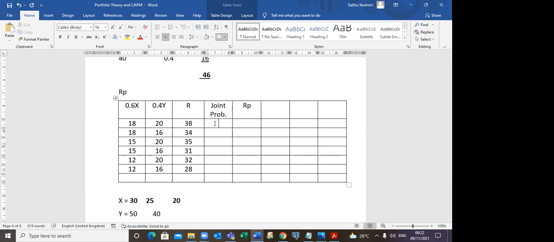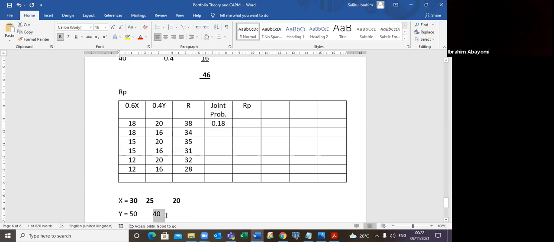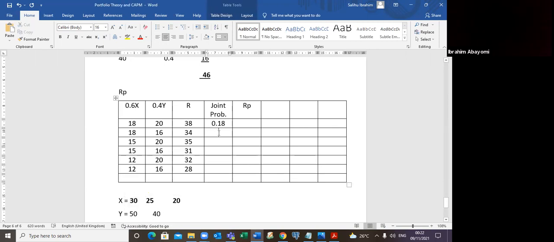0.18. Now come again. Probability of 30 is 0.3. Probability of 40 is 0.4, right? Yes, sir. So multiply 0.3 by 0.4. What do we have? 0.12.